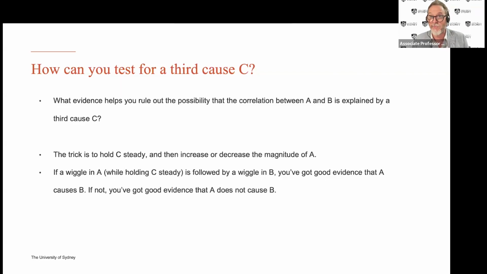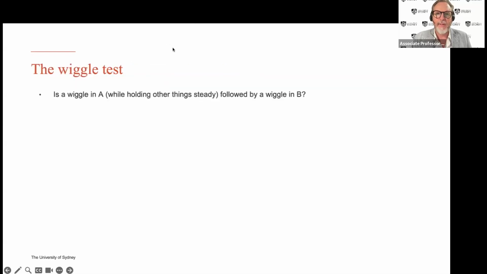What you're doing, and this is what scientists very frequently do, if they're trying to figure out whether a particular medicine causes a good or a bad health outcome, they'll try to hold all the other factors steady and give some people the medicine and not give it to the other group. They're wiggling A, wiggling whether you've had the medicine or not, while holding the other things steady, and then they watch to see the health outcomes. They try to see whether the disease is more likely to happen.